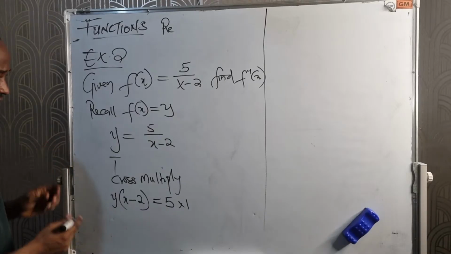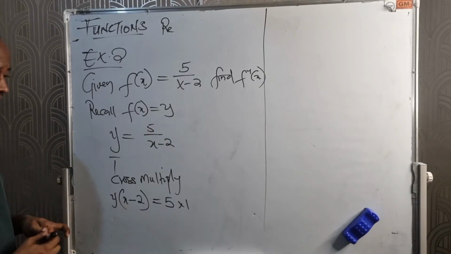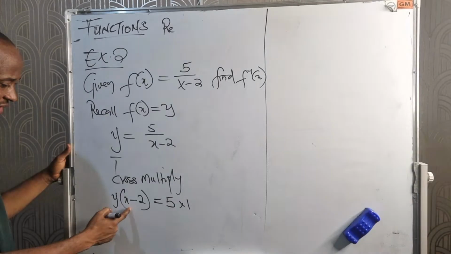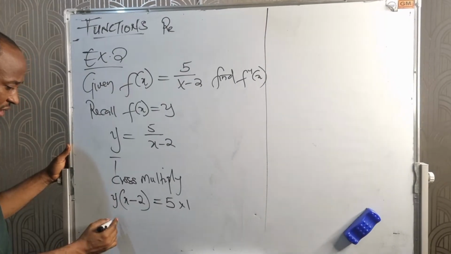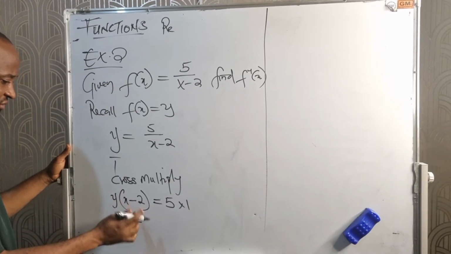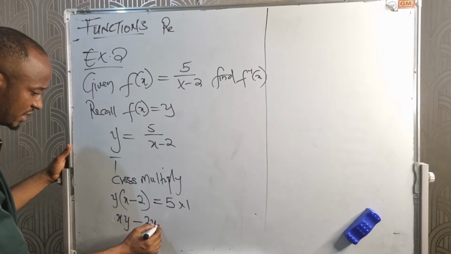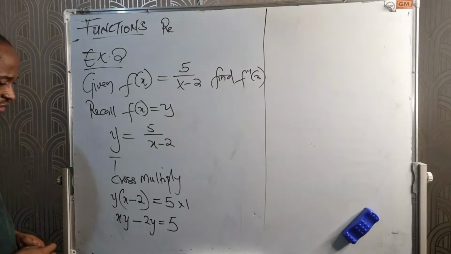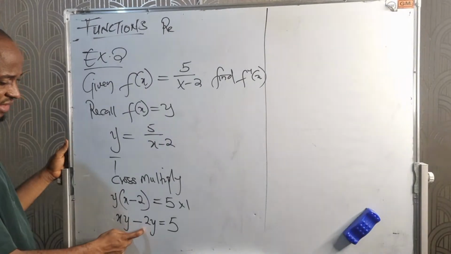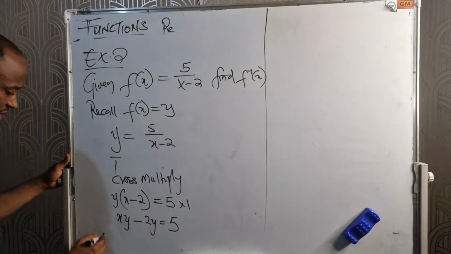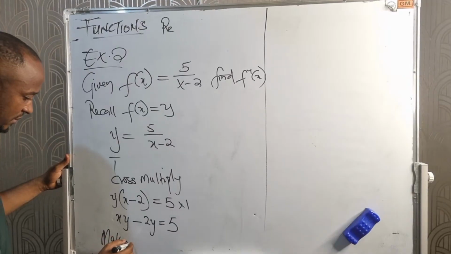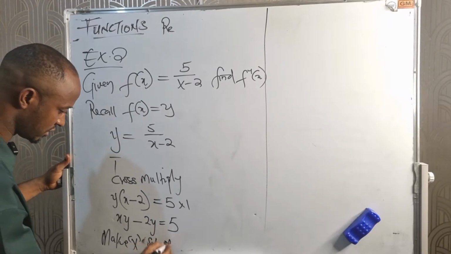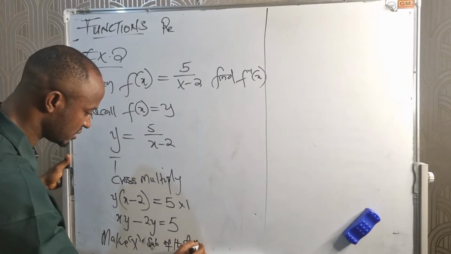Am I communicating? So our aim is to make x the subject of the formula. So what we do here is to expand. Y times x is yx or xy, minus y times 2 is minus 2y, equals 5. So our job is to make x the subject of the formula.